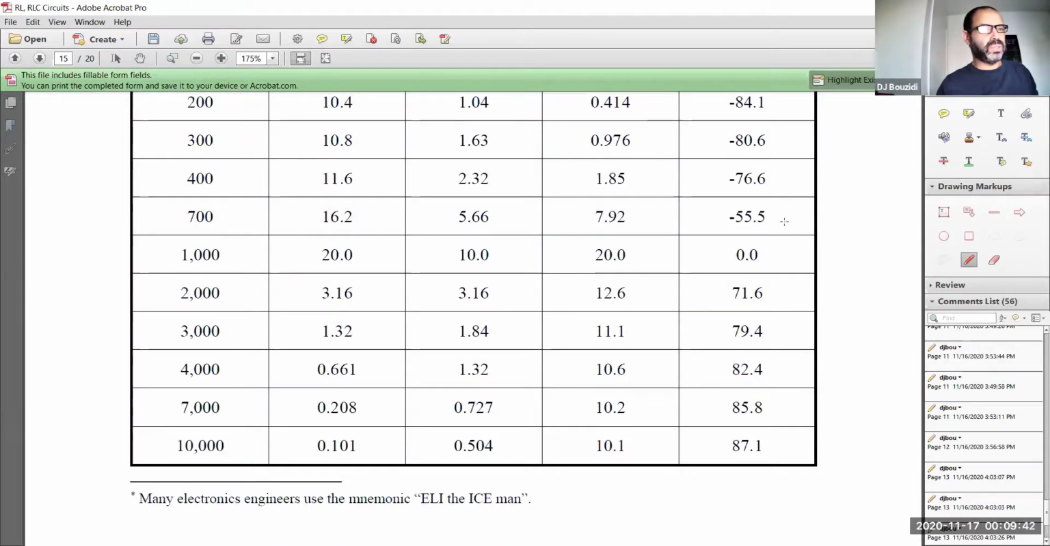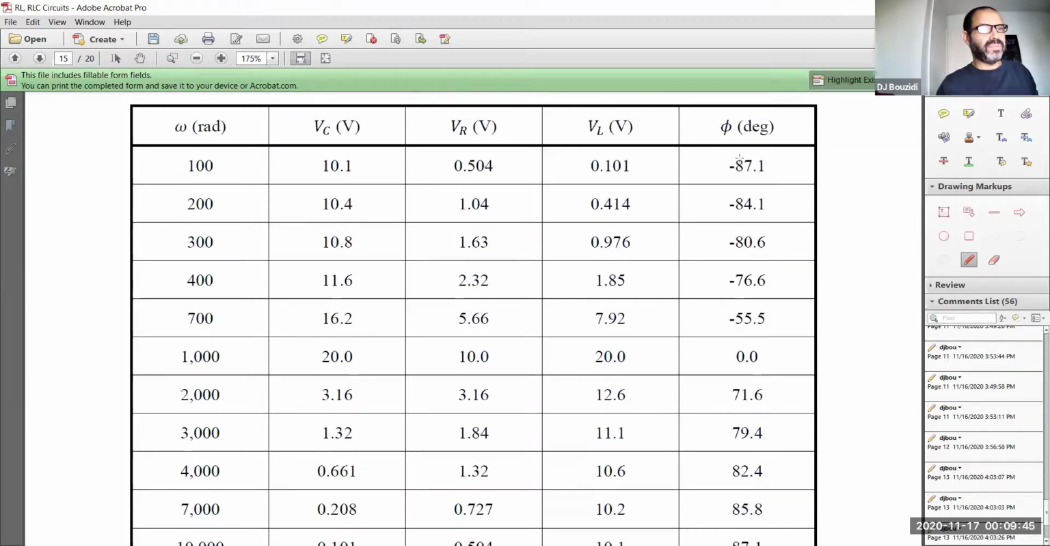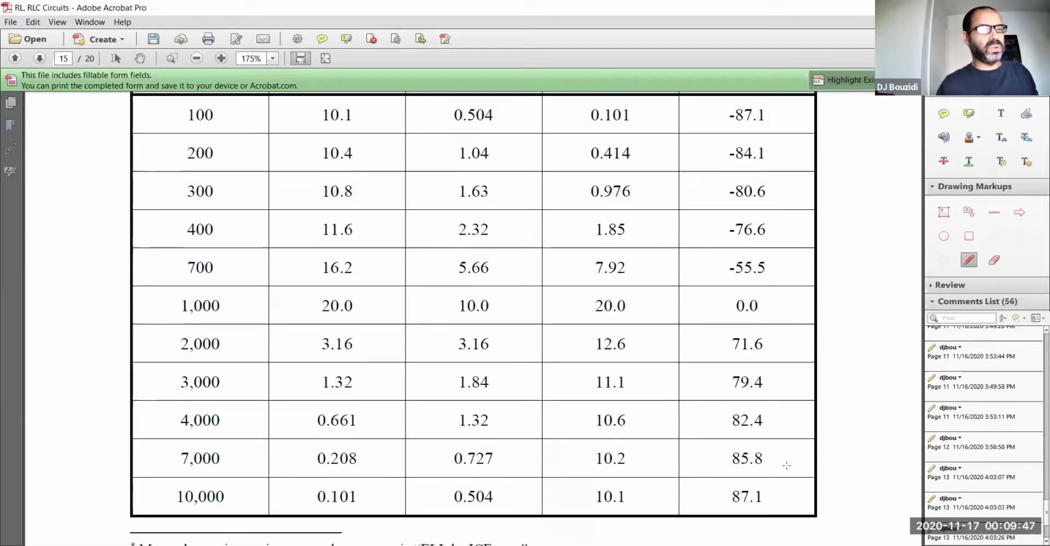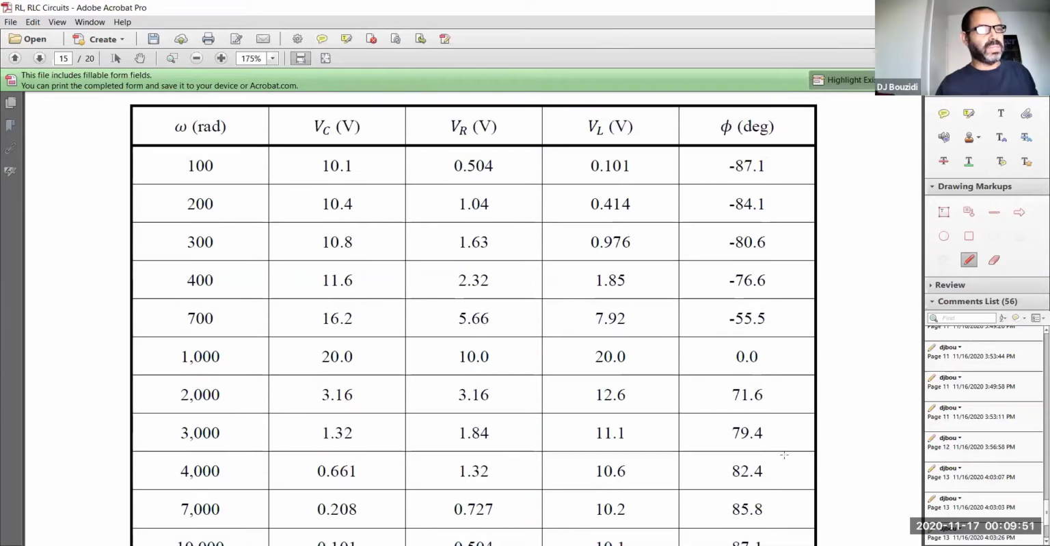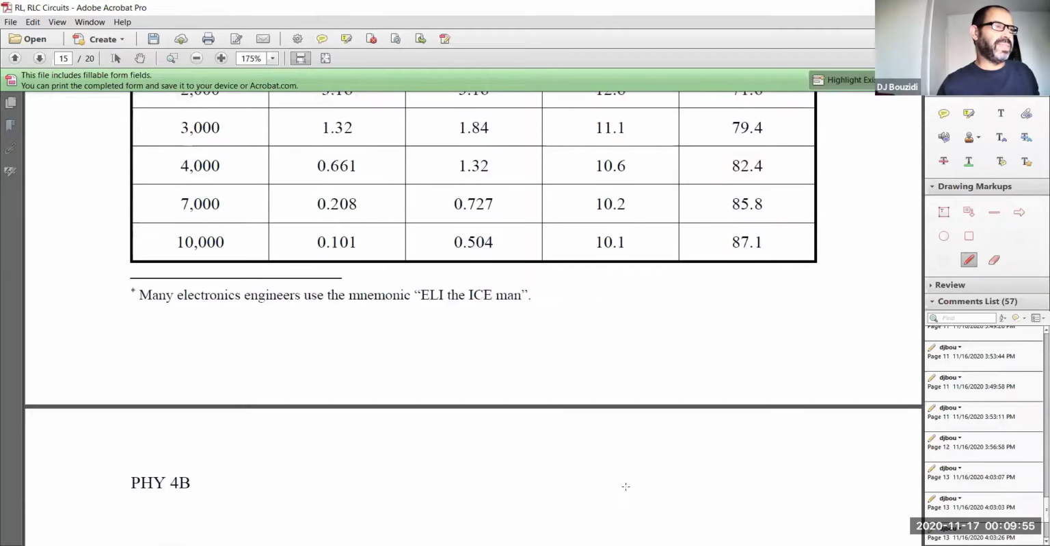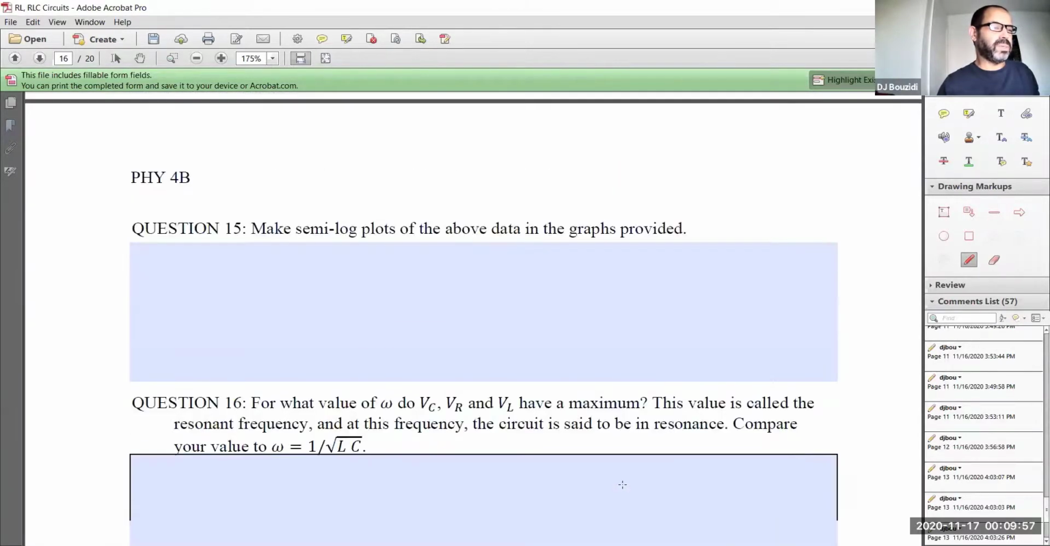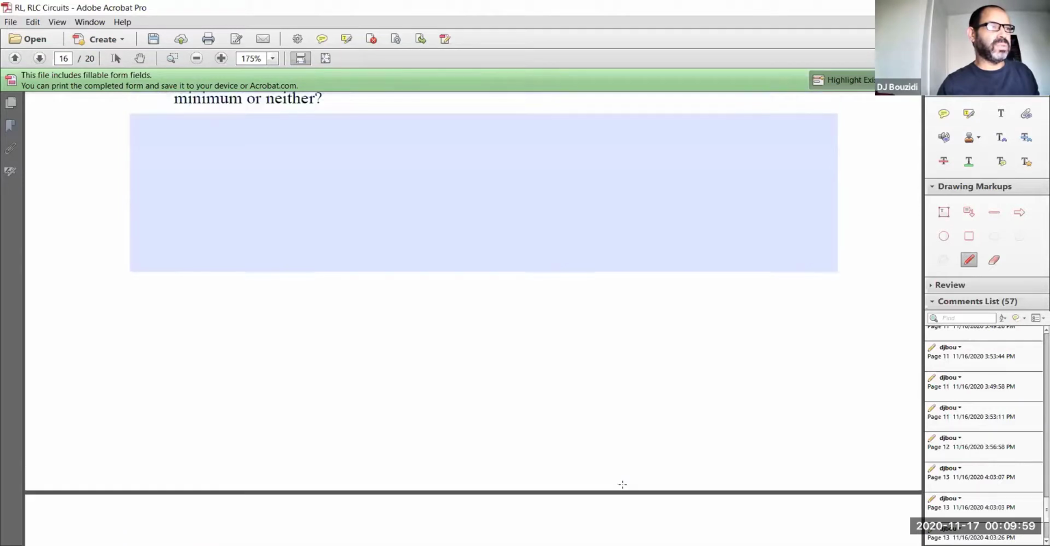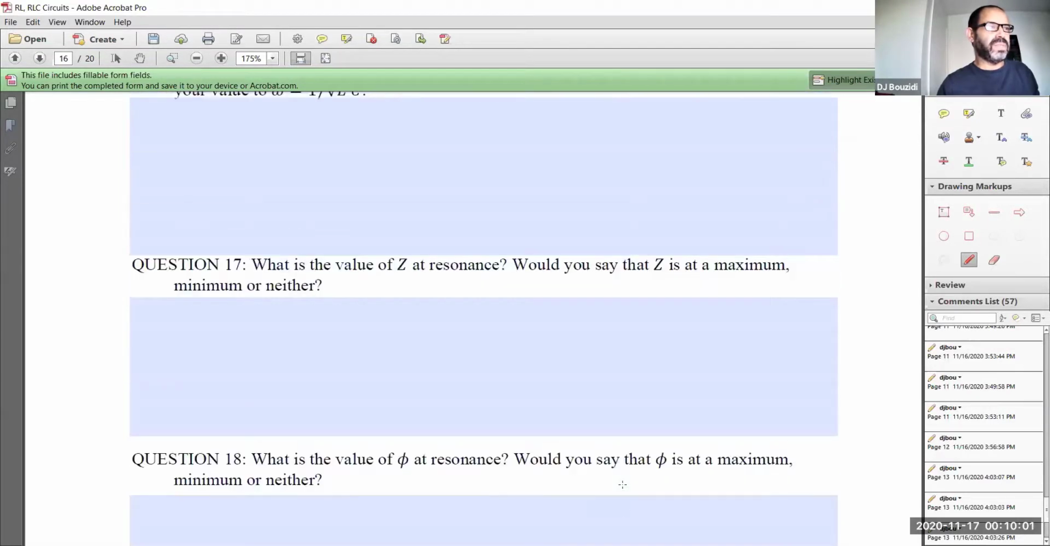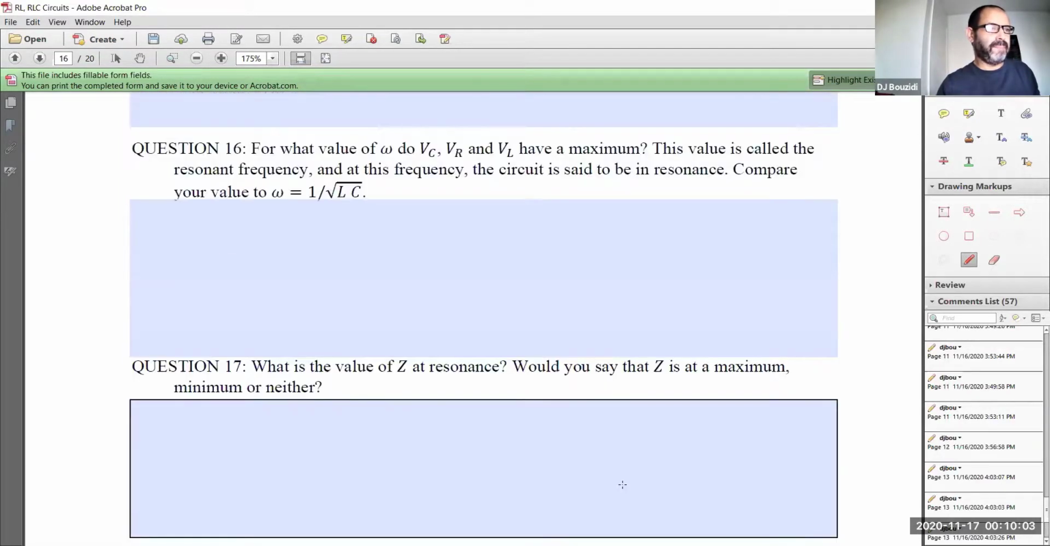At resonance, remember the value of phi changes from negative 87 degrees all the way to positive 87 degrees. So somewhere where it's at resonance, which is typically in the middle, that is where the phase is. So there should not be any phase at that point, because again, XL minus XC is equal to 0. So arctangent of 0 is going to be 0.